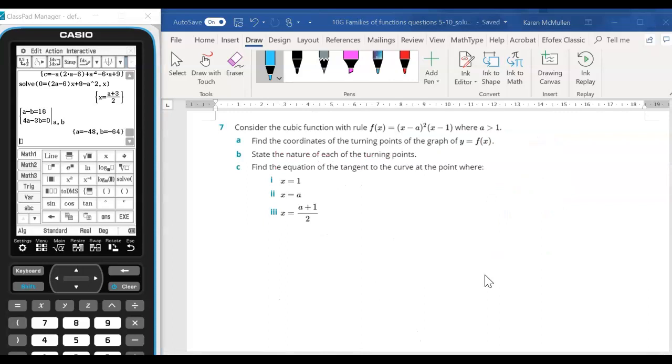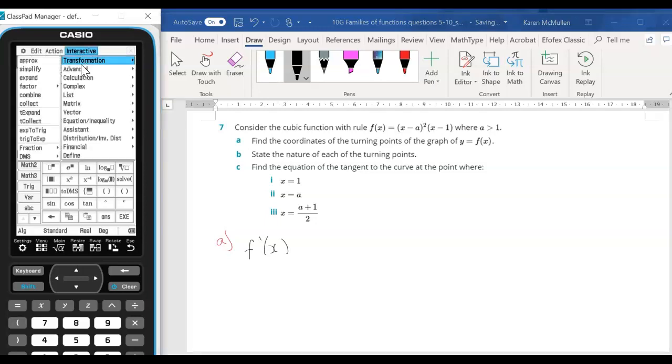All right, question 7. Consider the cubic function with the rule f of x equals blah, blah, blah, where a is greater than 1. Question A, find the coordinates of the turning points of the graph of y equals f of x. Whenever we see turning points, we need to calculate the derivative. So we're going to find f dash x. Now you could use the product rule, I'm just going to do it on the calculator.